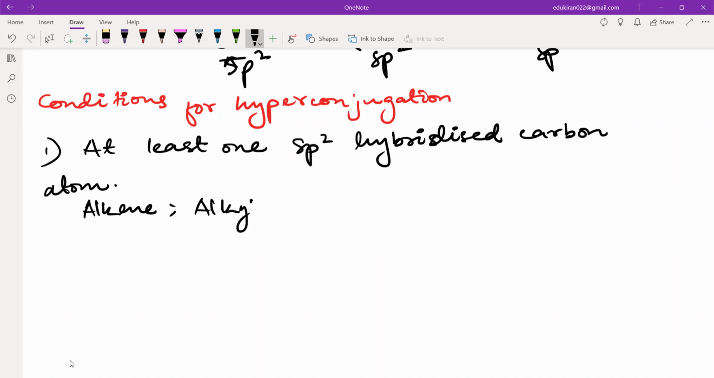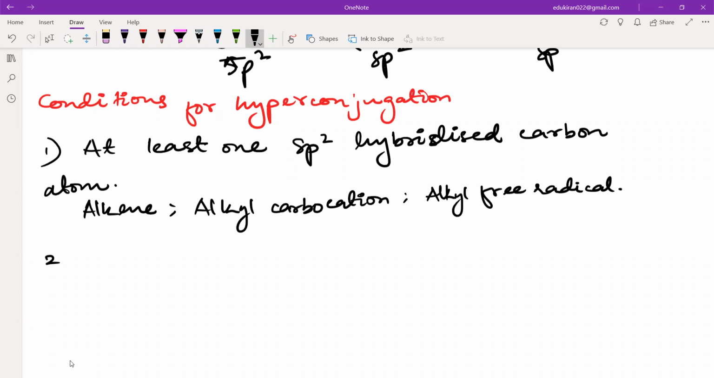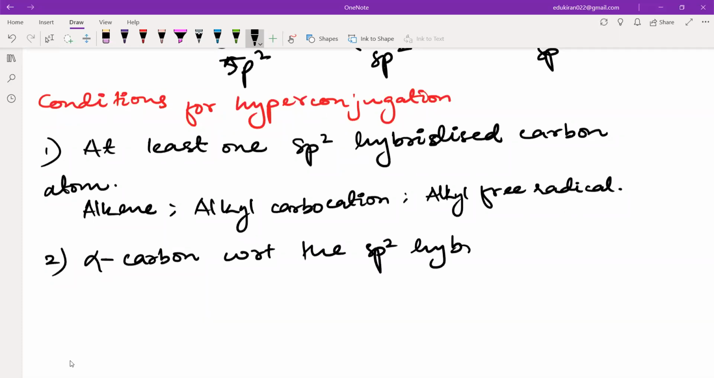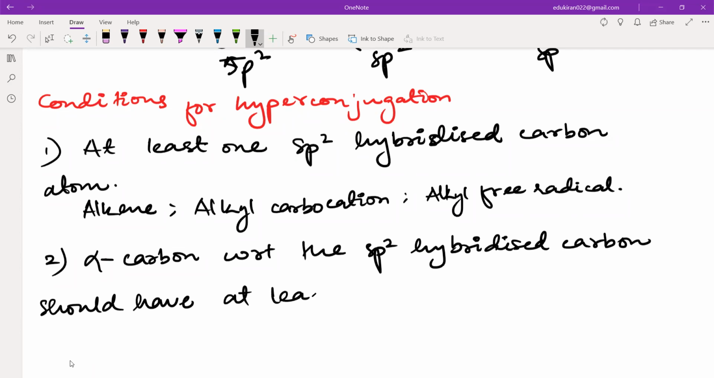If you have any alkyl carbocation or any alkyl free radical. Second condition is that the alpha carbon with respect to the sp2 hybridized carbon should have at least one CH bond. So these are the only two conditions.